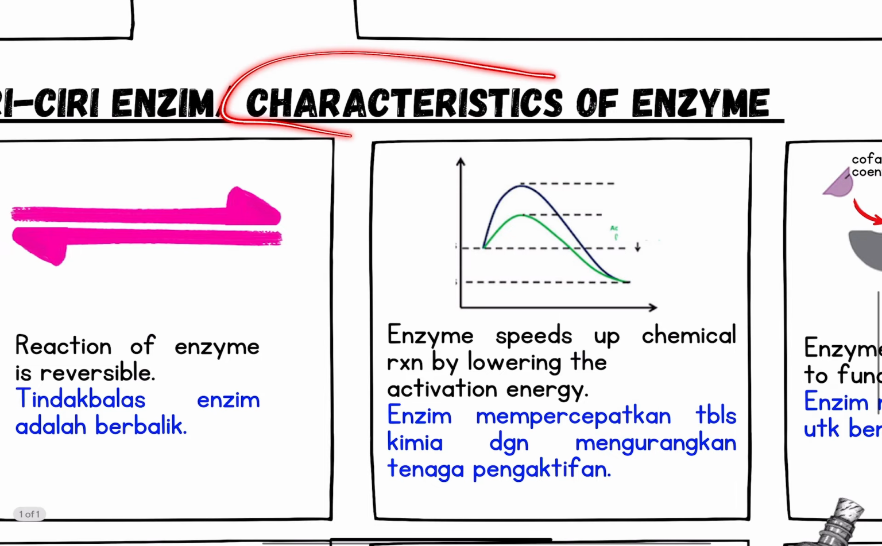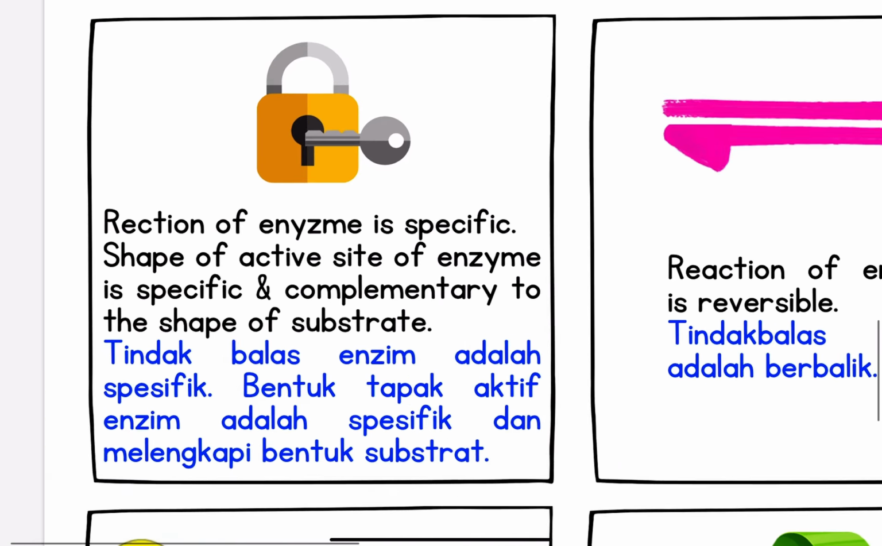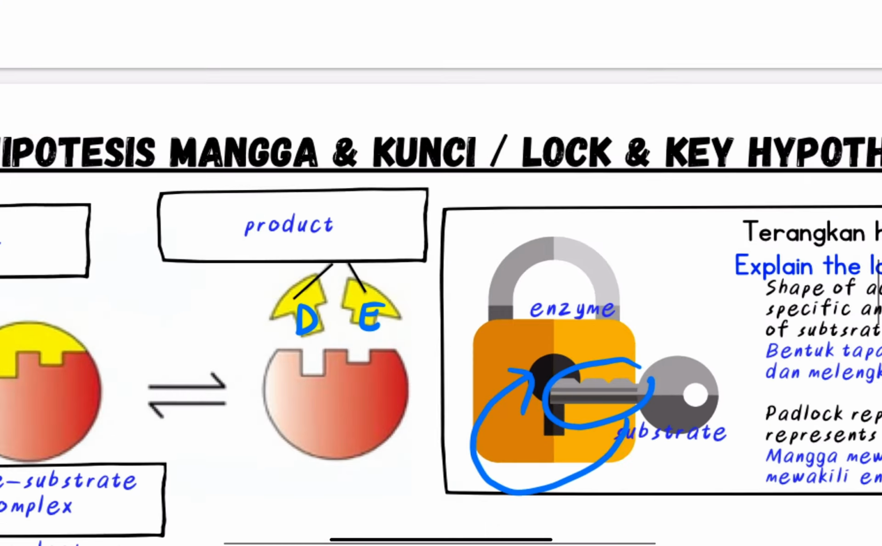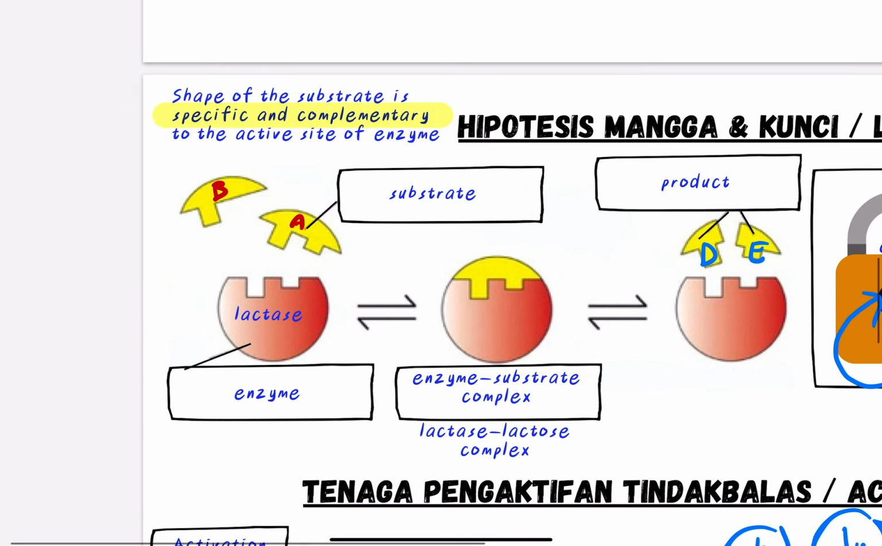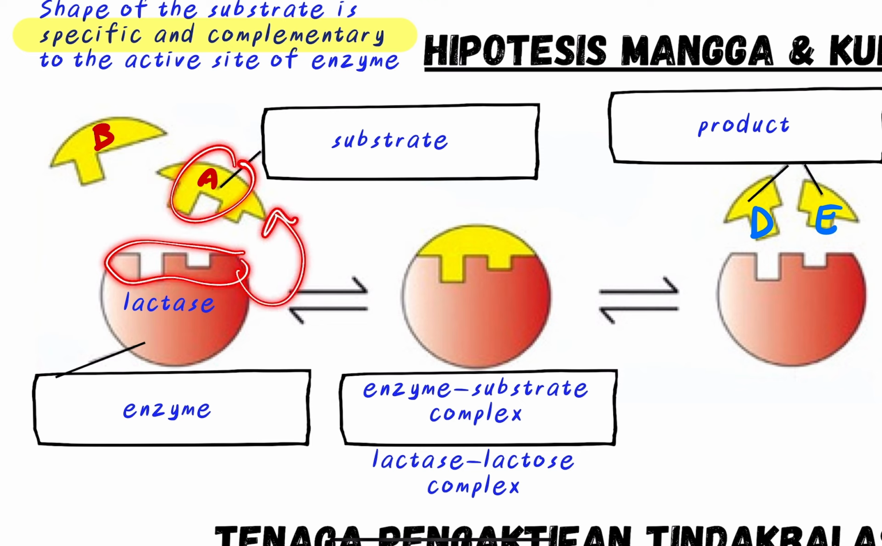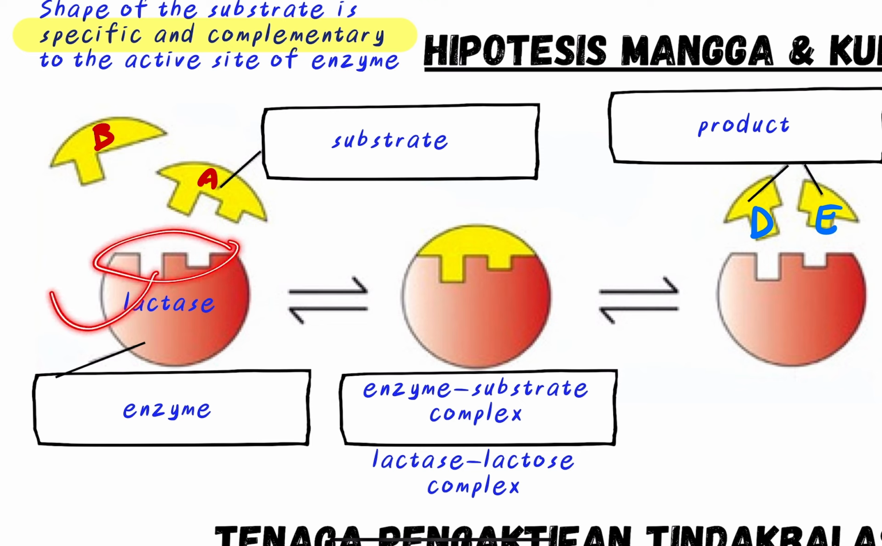Kita sambung the characteristics of enzyme. Yang pertama, remember this picture, lock and key hypothesis. Previously we learned lock and key hypothesis. It mentions that the active site of the enzyme is specific and complementary to the substrate punya structure or shape. Therefore, this enzyme can only catalyze substrate A punya reaction. This enzyme cannot catalyze substrate B punya reaction because the shape is not specific and complementary.